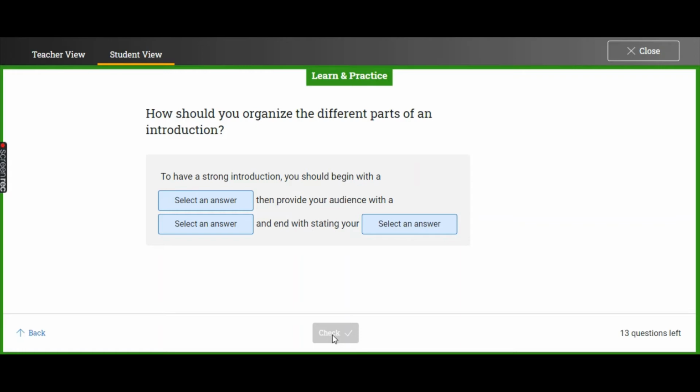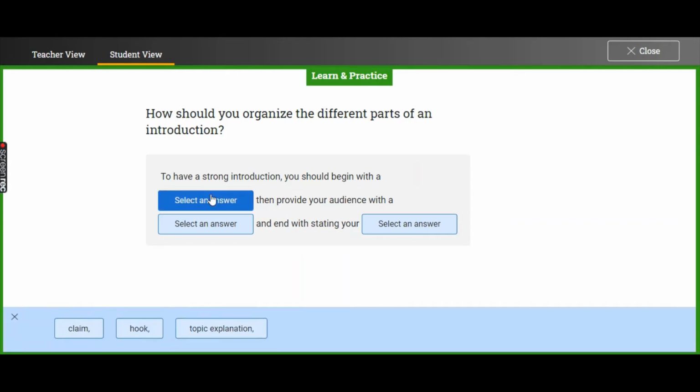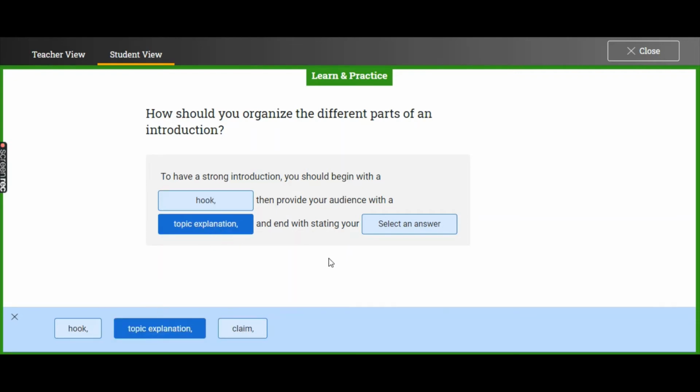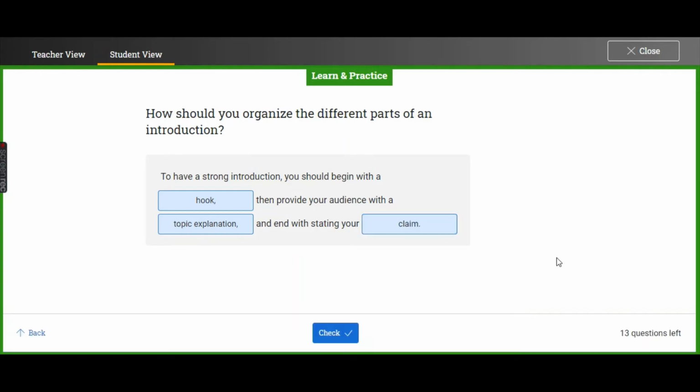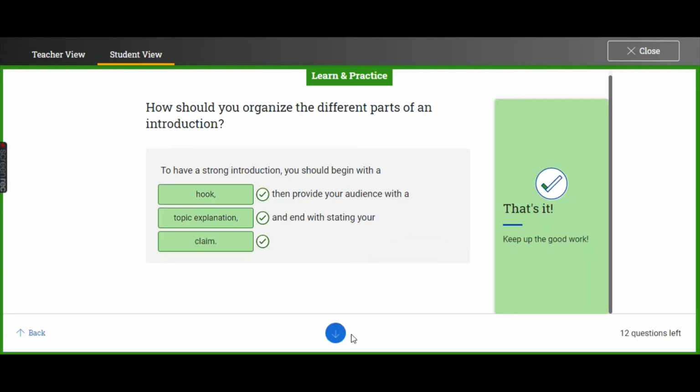All right. So hopefully you remember that you should always start with your hook. After your hook, you should explain what the topic is that you're talking about in your essay. And then finally, you should be ending with your claim. Good job.